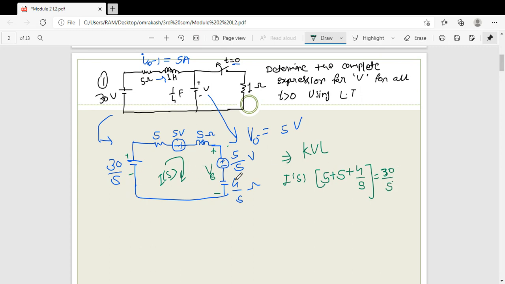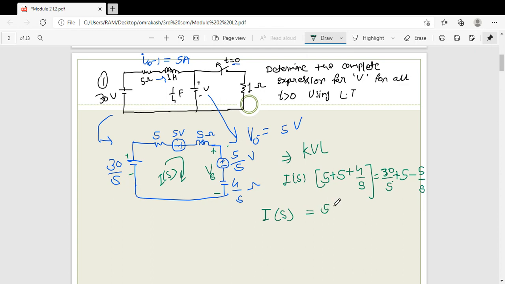and see the polarity. This is the same polarity, which means minus is connected to positive, plus connected to minus. So this is the additive and this is the subtractive. So plus 5, right? Plus 5 minus 5 by S. Now solve the circuit. When you solve this equation, you will get I of S.